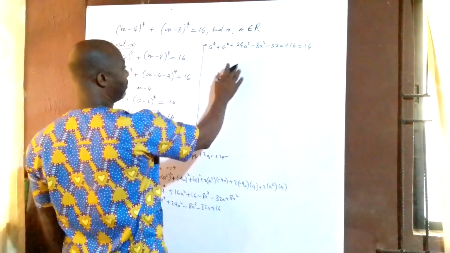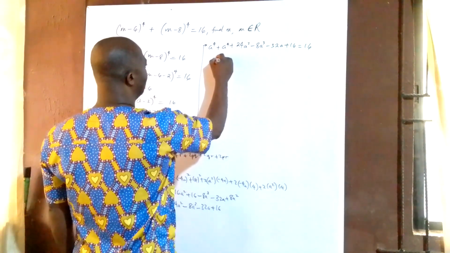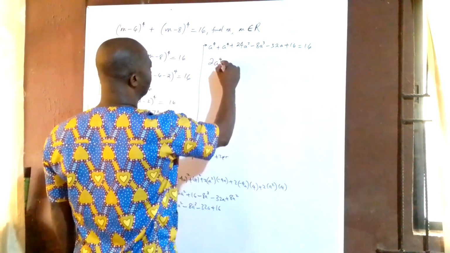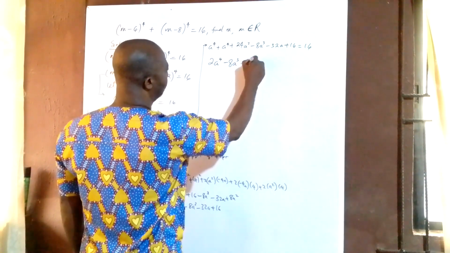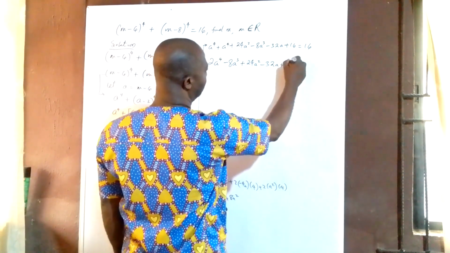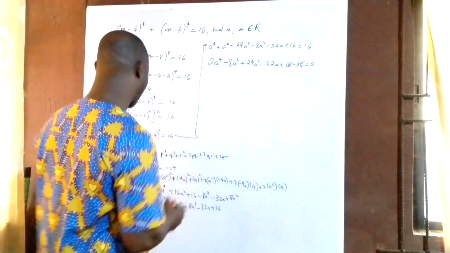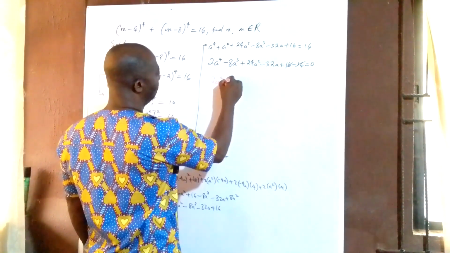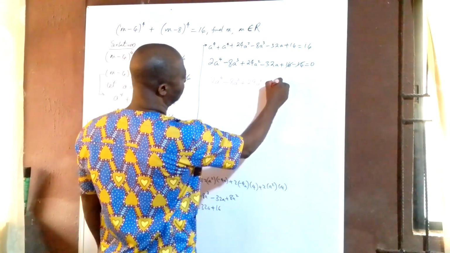So I'm going to rearrange this properly now. If you add this to this, that will give us 2a^4, and then of course minus 8a^3 + 24a^2 − 32a + 16 − 16 = 0. So the 16 and minus 16 will cancel each other out. So I'm going to have now 2a^4 − 8a^3 + 24a^2 − 32a = 0.